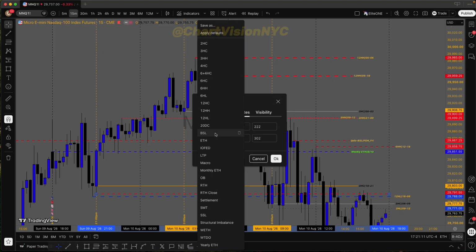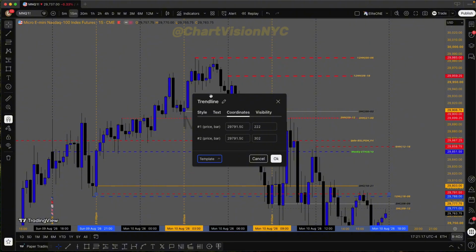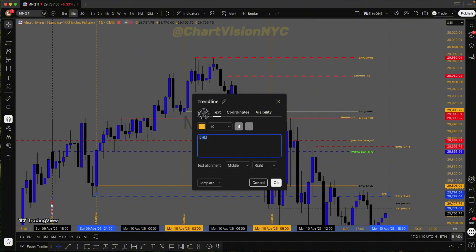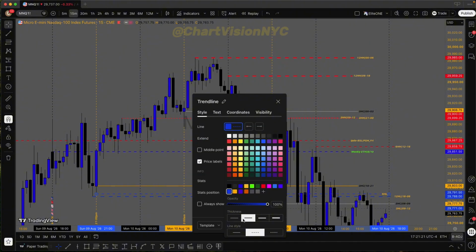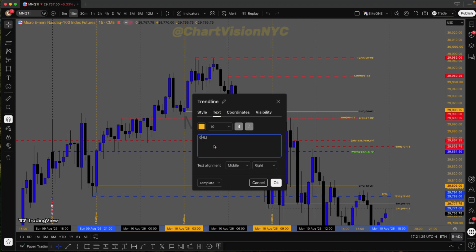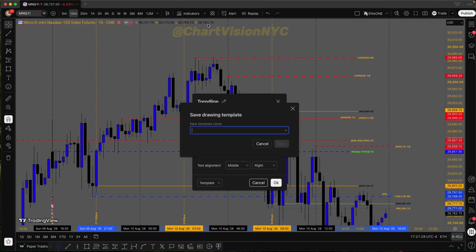Let's see here. I think we might have to make a new little template. Okay, yeah, all right, that's fine. Okay, so let's go to style. It's got to be one of those. All right, so we got to make a new template real quick. I thought I had it made already.